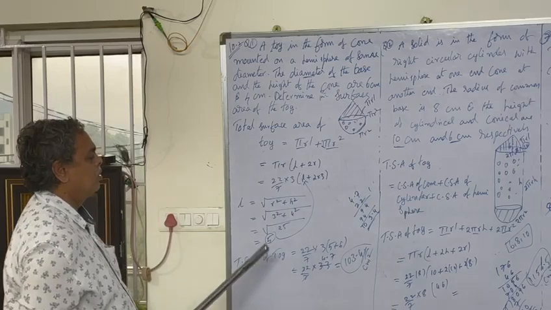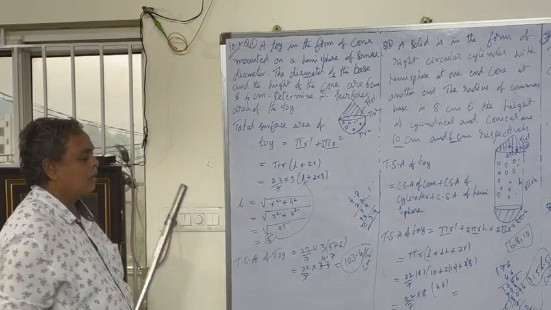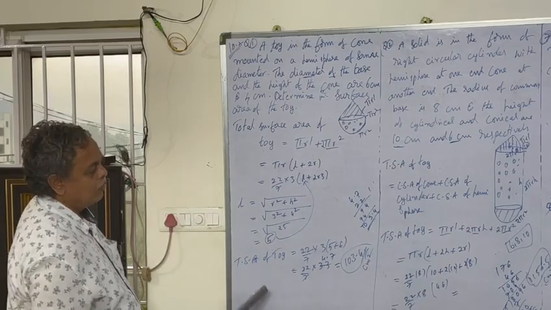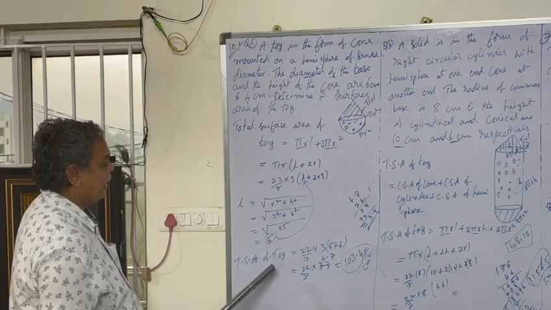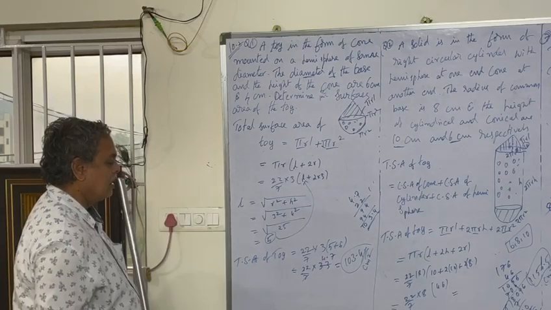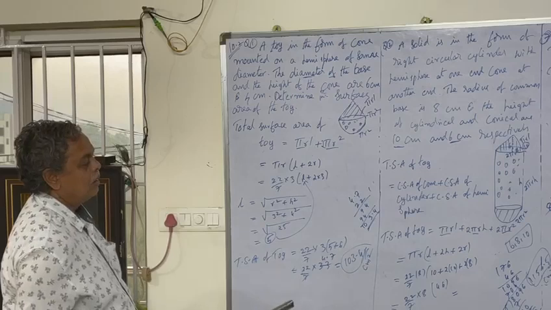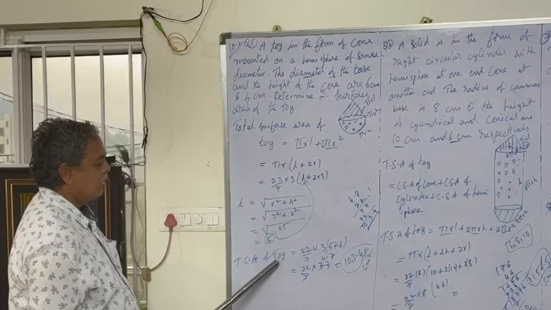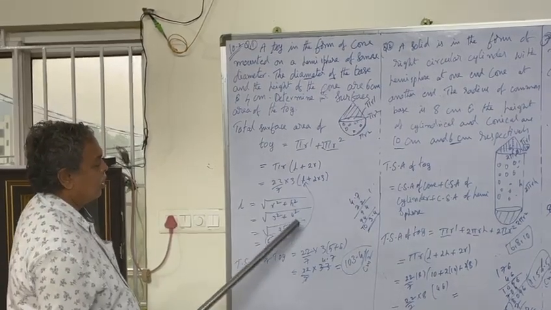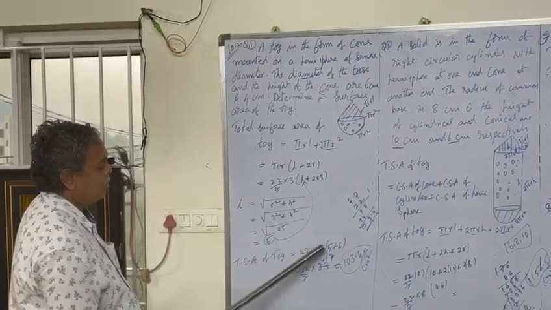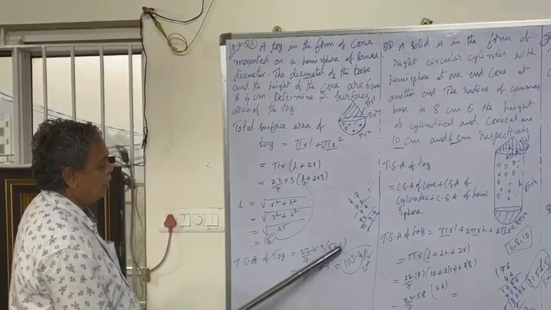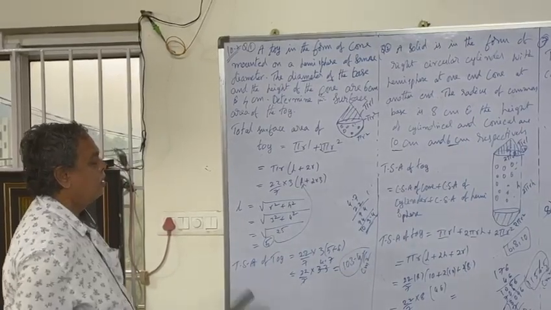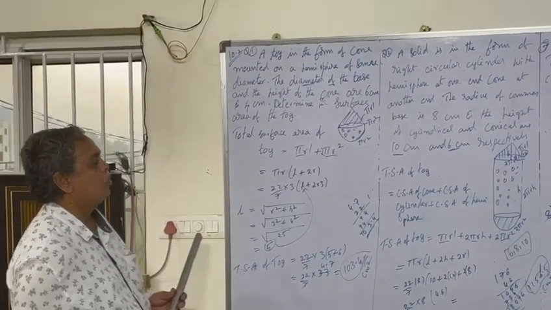And generally 3, 4, 5 are a Pythagorean triplet. 3, 4, 5. Another one is 6, 8, 10. Another one 7, 24, 25. That way Pythagorean triplets are formed. Here total surface area of toy is equal to, after getting l, you replace l with 5, then you will get the answer 103.4 cm square. Cm square means area.